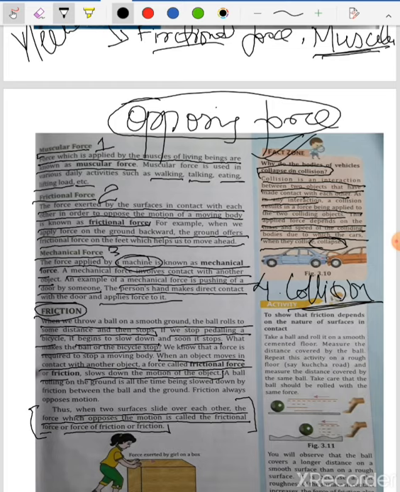Then we learned about mechanical force. Mechanical force is the force which is applied by machines. So whenever you see that the force acting on a body makes the body come to motion or deforms it, changing its shape or size, we call it mechanical force. Then we learned about friction. And lastly, we learned about collision force. So that's all for today.